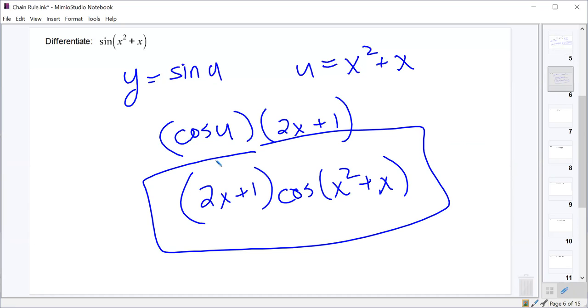I have a question. What does differentiate mean? Differentiate is just take the derivative of. Oh, okay. Yeah, sorry, maybe I haven't said that explicitly. So yeah, differentiate just means take the derivative of.